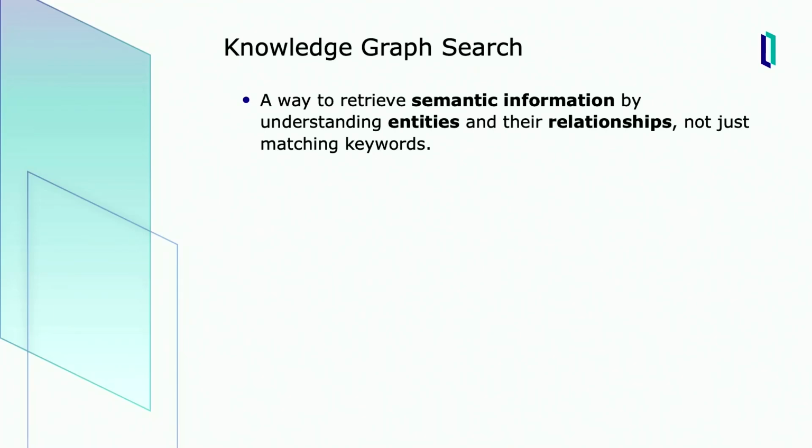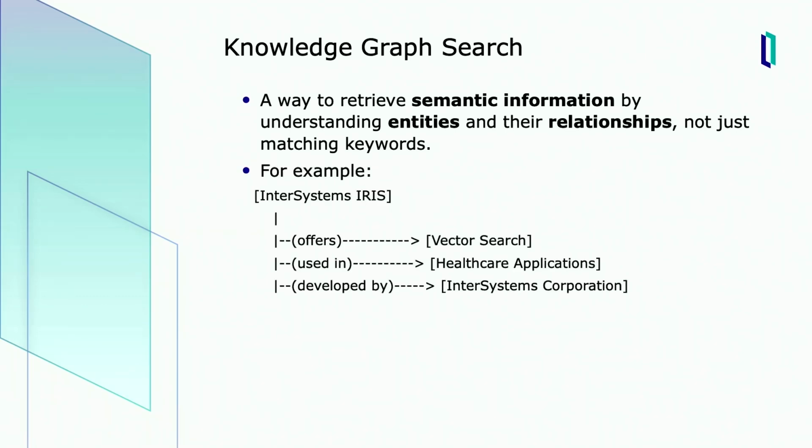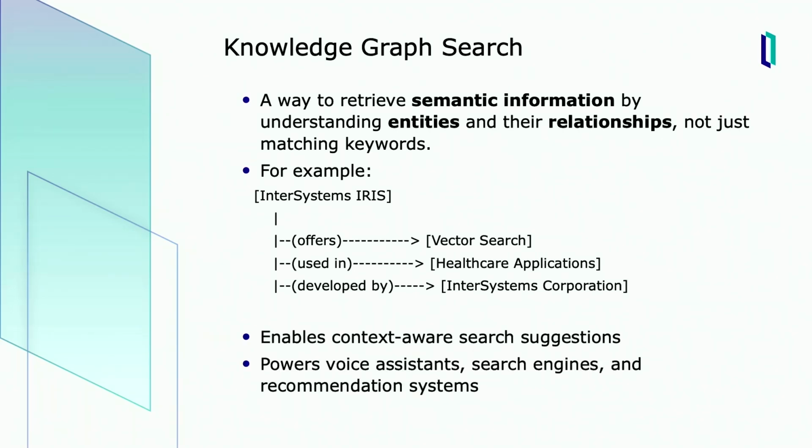So just a very quick background on knowledge graph search. It's a way to retrieve semantic information by understanding entities and their relationships. It's very easy to understand by an example. If we have InterSystems IRIS, and the relation will be offers, and then vector search will be another entity. So this search enables context-aware search suggestions and can power voice assistant search engines and recommendation systems.